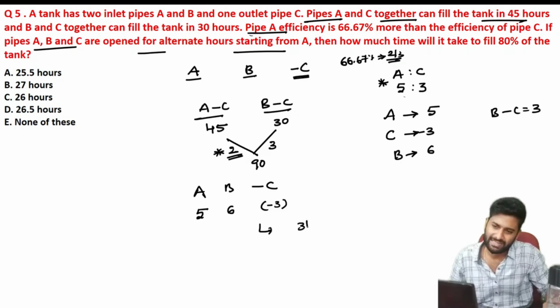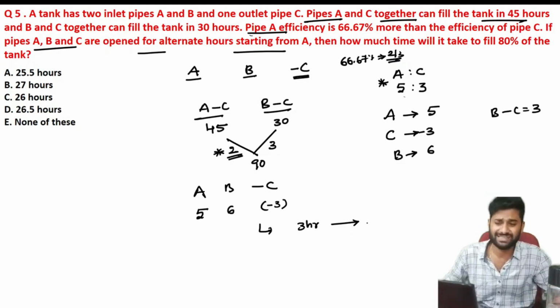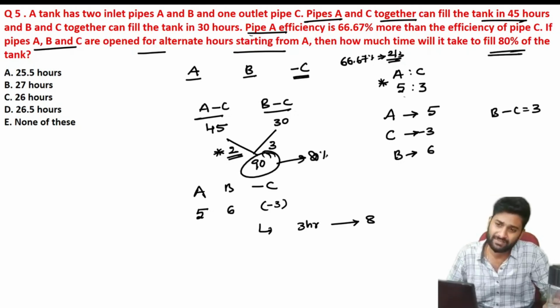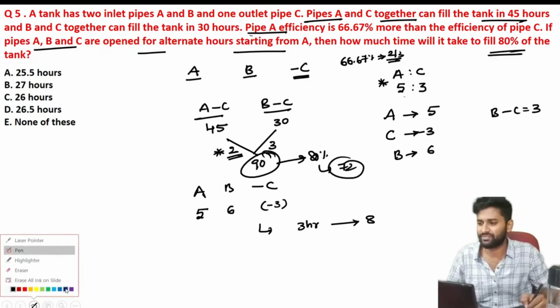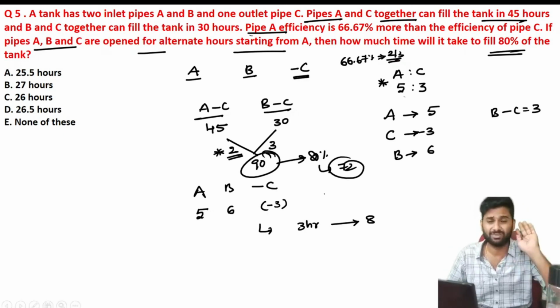Now in 3 hours, how many units of the tank are filled? It's absolutely 8 units. Now how much portion do we have to fill here? 80%. 80% of 90 means we need 72 units to fill the tank. How much time does it take? Now just go through the nearest multiples of 72. You will get 72 in the table. Check it out. It's exactly 9 times.